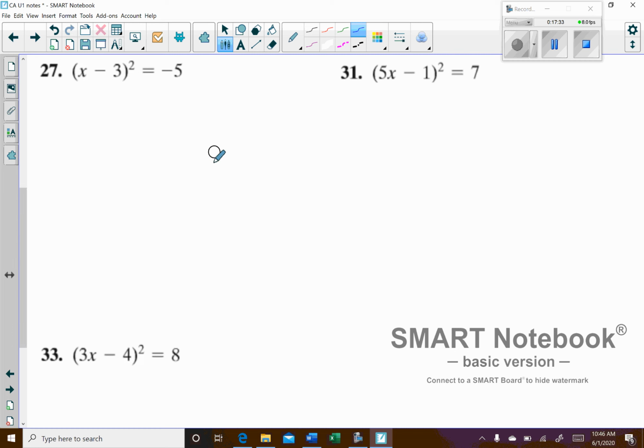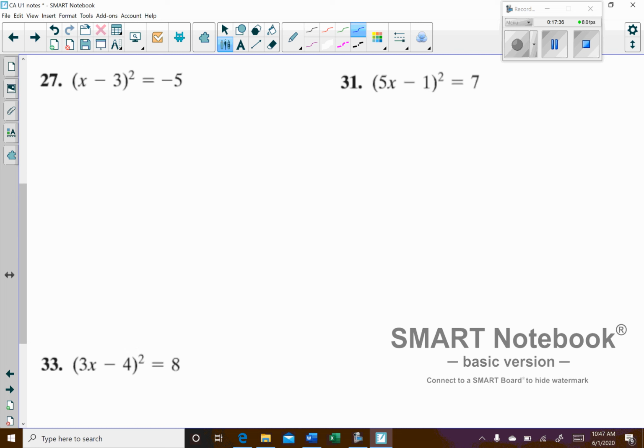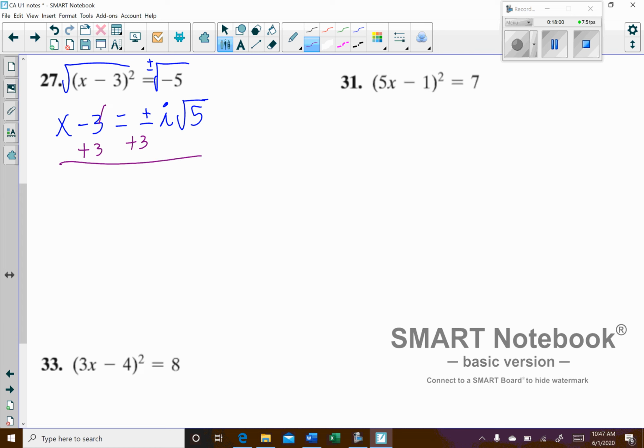Okay, so looking at 27, we'll start by square rooting both sides, plus minus. So we have x minus 3 is equal to plus or minus, and so I do have a negative, it's a negative 5, so I am going to pull out the i, and then I'm left with square root of 5, which is not a perfect square, so I just have to leave it like that. Then we'll go ahead and add 3 to both sides. So I end up with x equals 3 plus minus i square root of 5. And I'm just going to start leaving it like that.